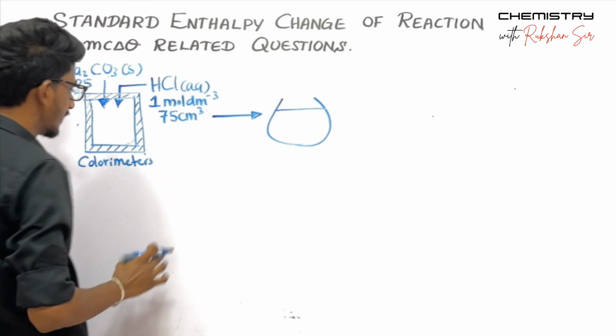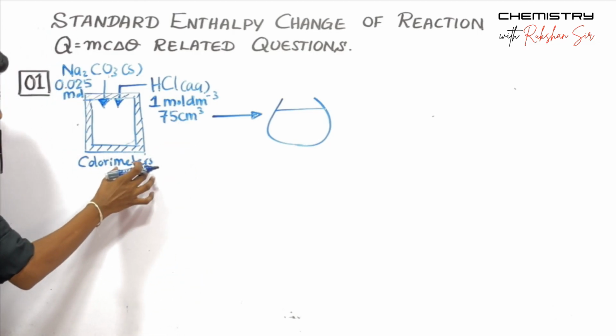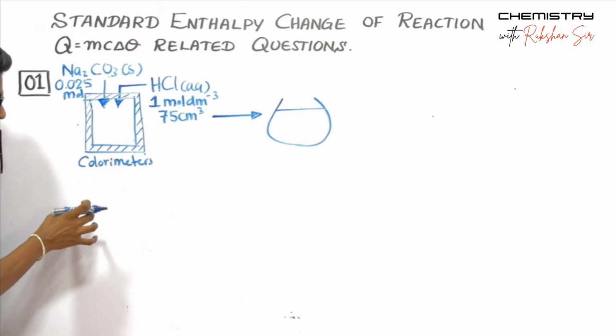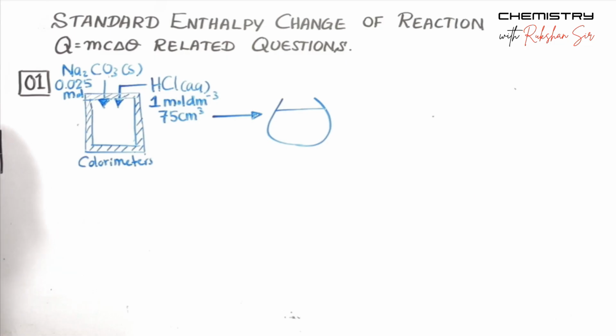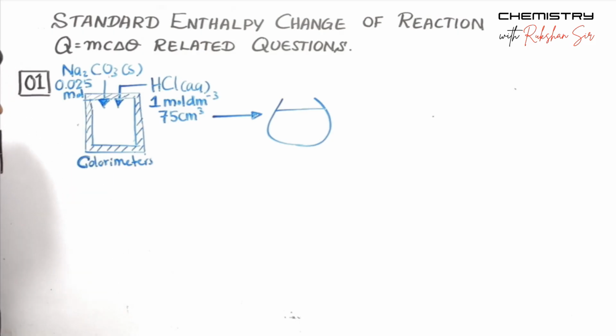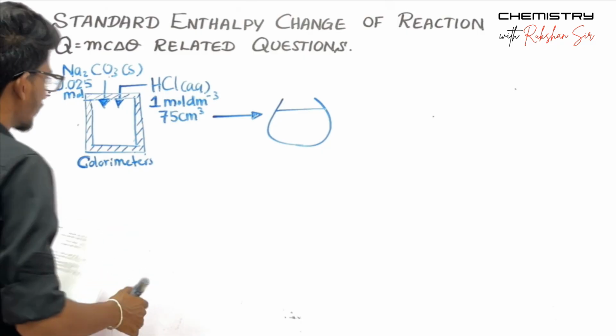Calorimeters. Meters are used to measure things. Calories are units for energy, so energy measurements are done with the use of calorimeters.